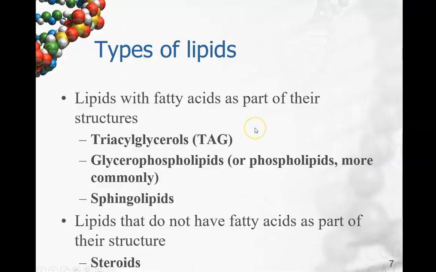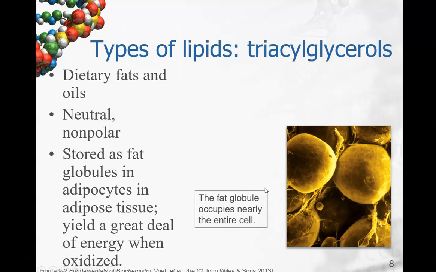So now that we have some idea of what fatty acids look like, the lipids that have fatty acids as part of their structures are triacylglycerols. Our book calls these glycerophospholipids, generally just the term phospholipids is used, and sphingolipids. I am going to show you the structure of steroids just so we're familiar with it, but steroids generally don't have fatty acids as part of their structure. So first, let's talk about triacylglycerols.